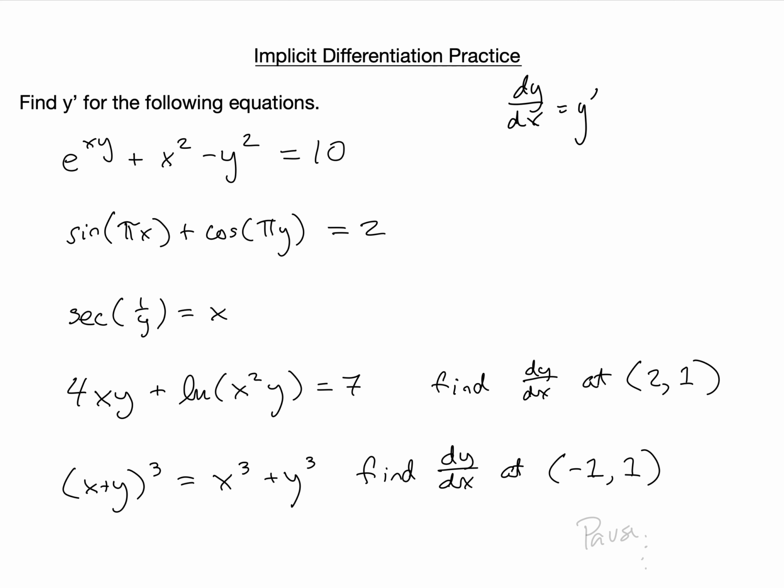Sine of pi x plus cosine of pi y equals 2. Secant of 1 over y equals x. 4xy plus the natural log of x squared y equals 7. For this, also find the derivative at the point (2, 1).